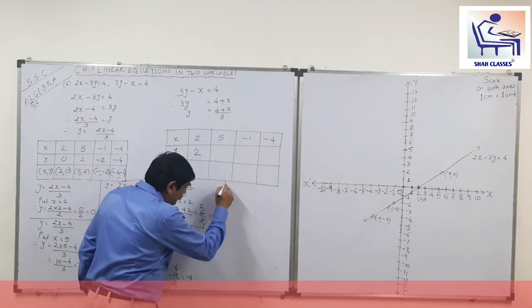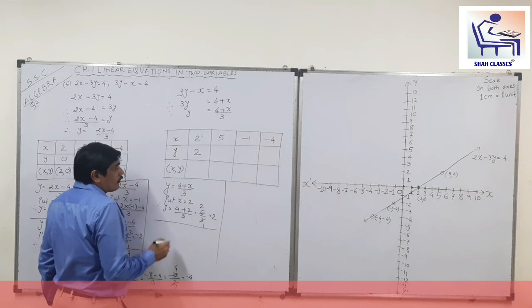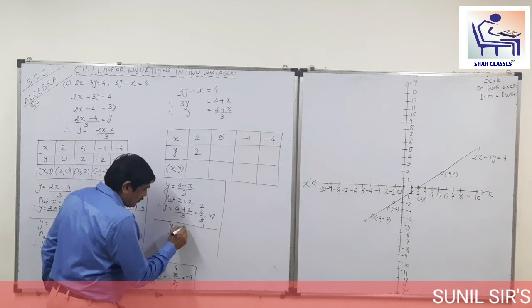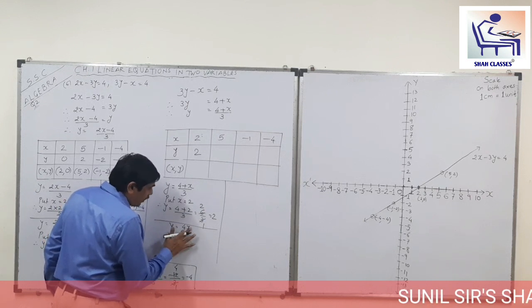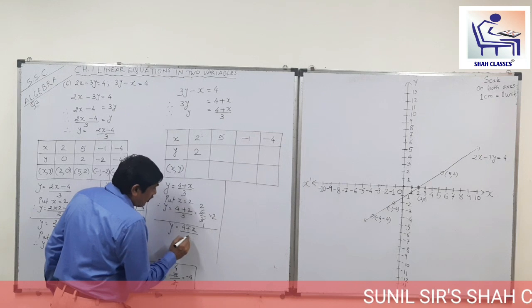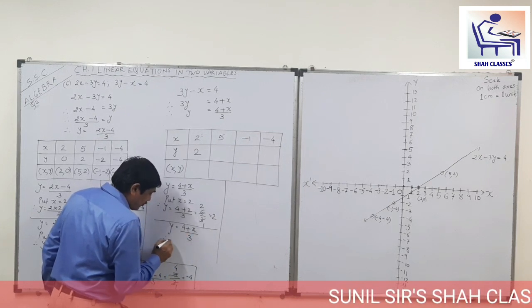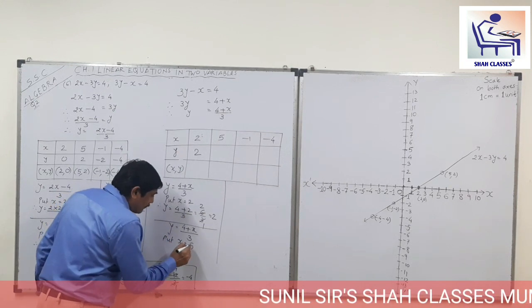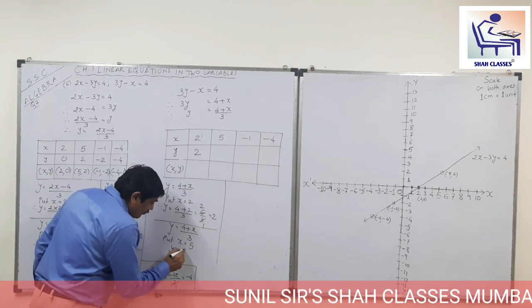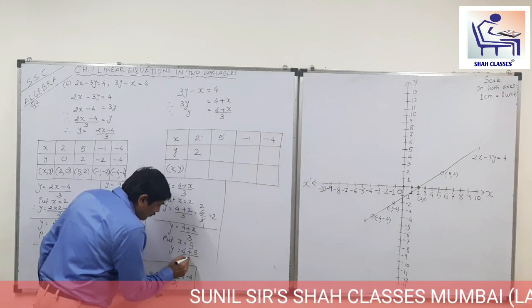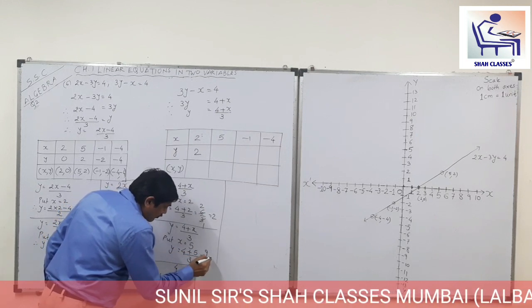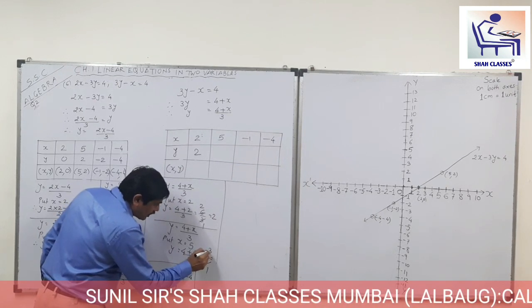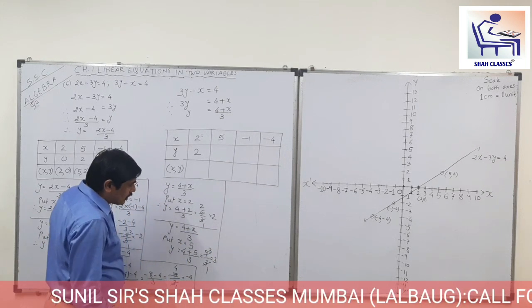Second, y is equal to 4 plus x upon 3. Put x is equal to 5. So 4 plus 5 is 9, 9 upon 3, 3 threes are 9, so here we got the value 3.